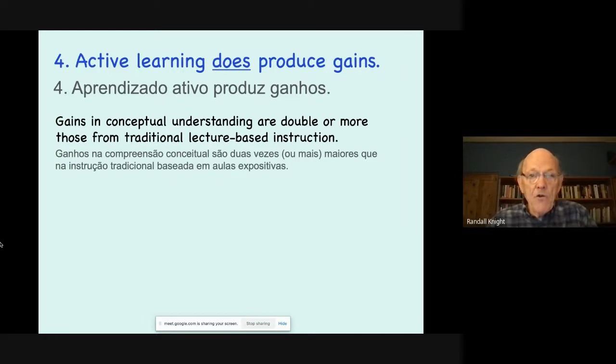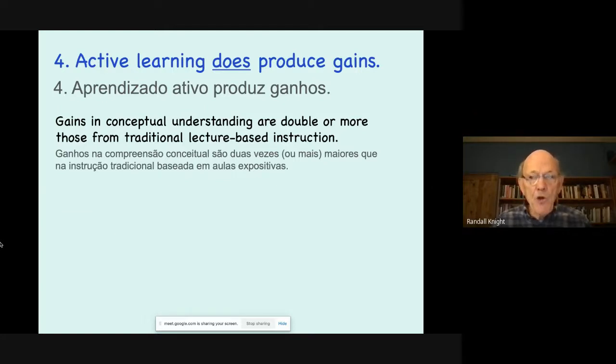Now, part of that, of course, is because active learning often gives a lot more emphasis to qualitative and conceptual understanding than a traditional lecture class does. And so if you spend more time talking about conceptual issues, then of course it's not surprising that students may come to understand conceptual physics better.